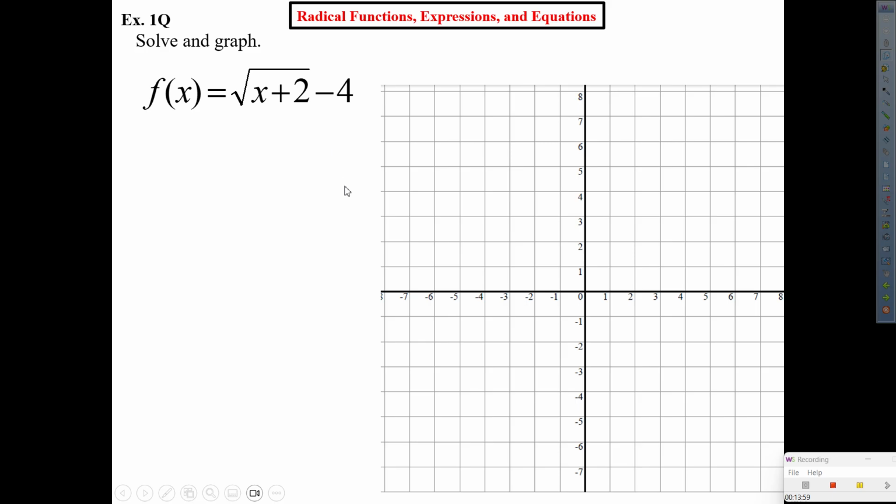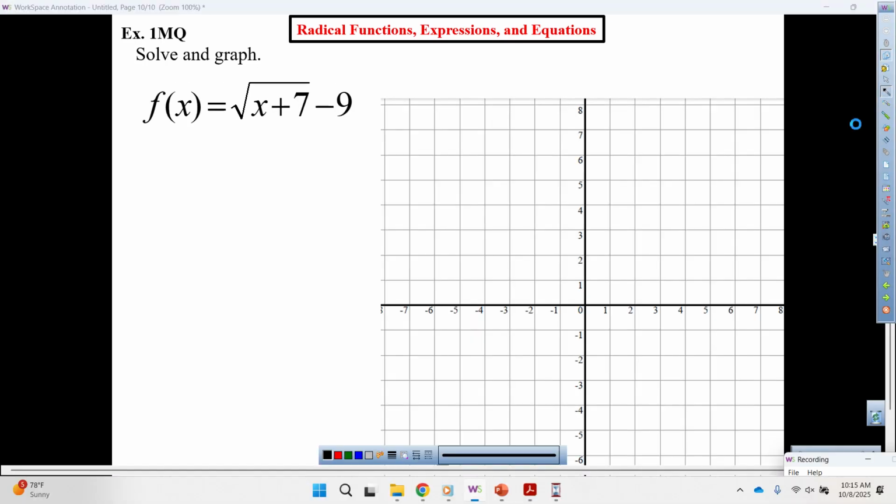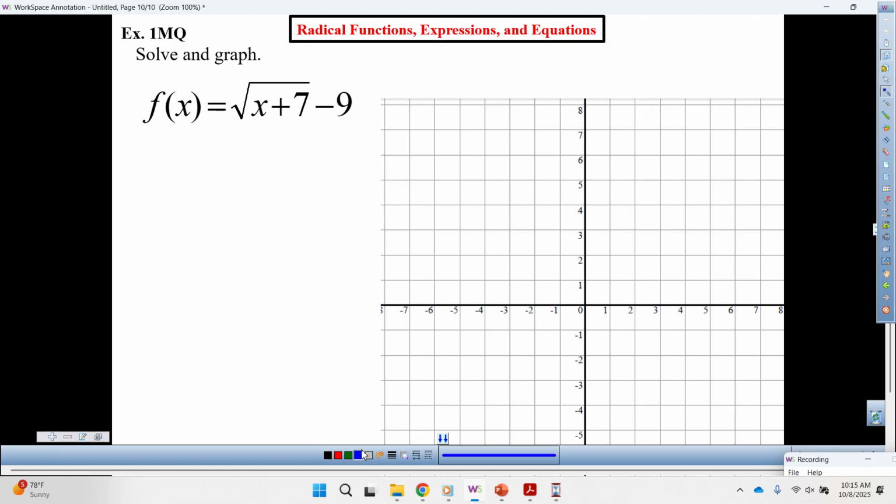All right. So, before I move on, look up. Tell your neighbor where we're going to move this function to. Don't copy it. Just tell your neighbor where we're moving it to. All right. Let's go with Maria. Where are we moving that one to? 7 to the left and 9 down. Do you agree with that?